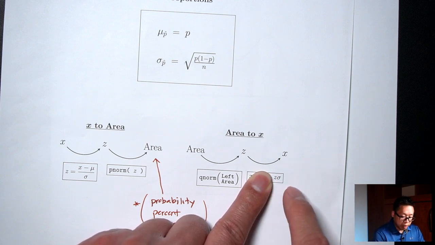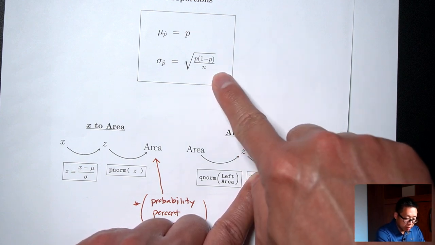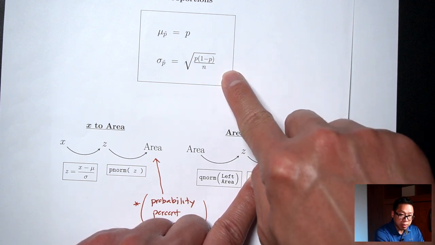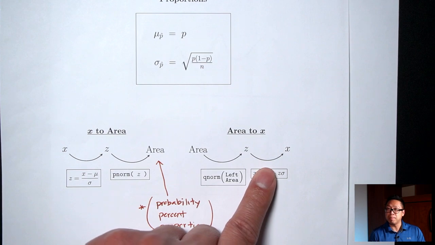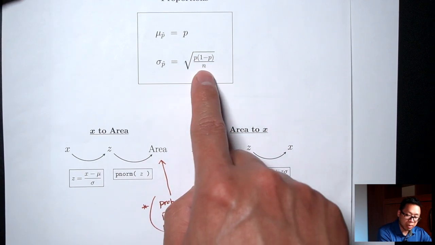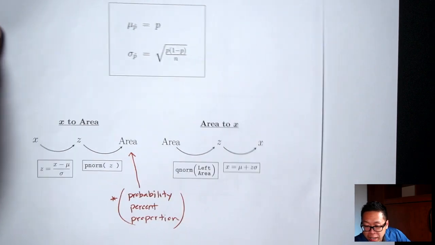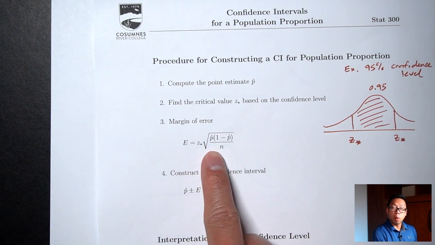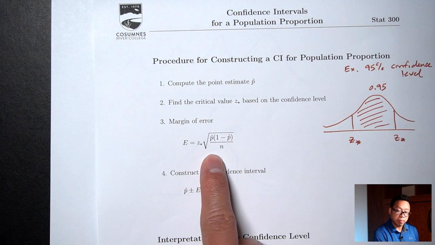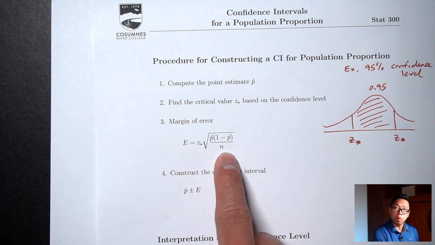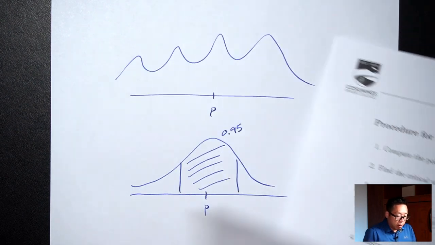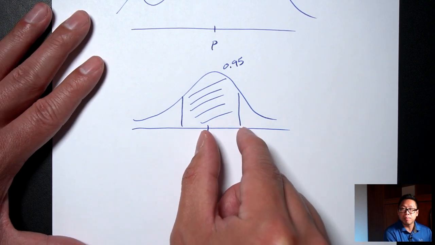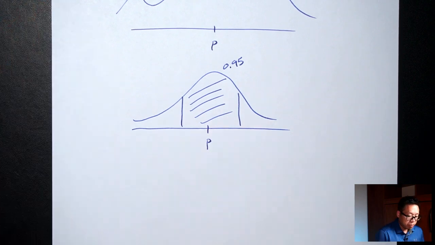Z times the standard deviation is Z times this square root formula, okay? Z times this square root formula should look kind of familiar because Z times that big square root formula is exactly the formula that we use for the margin of error. Z times the big square root formula. So the margin of error is really the distance from the middle to the edge. That's the margin of error.